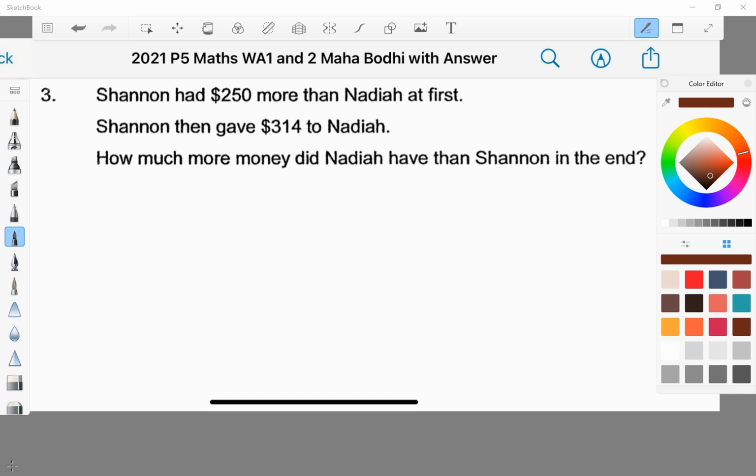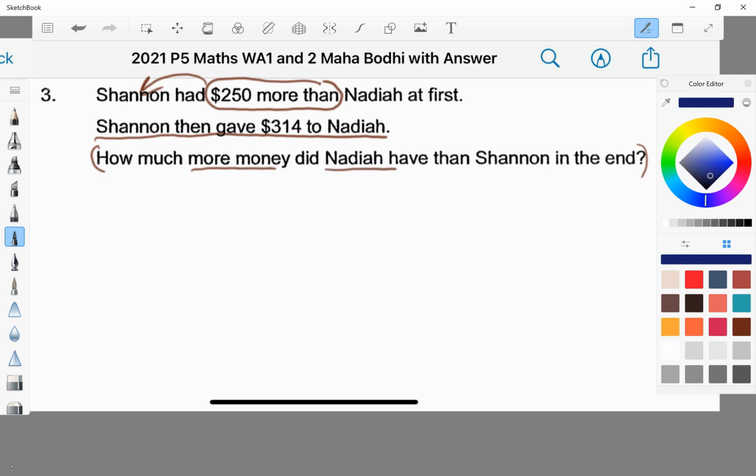So Shannon had $250 more than Nadia at first. I will circle $250 more. Then I will point it to Shannon. Then they say Shannon gave $314 to Nadia. And the question is, how much more money did Nadia have than Shannon in the end?